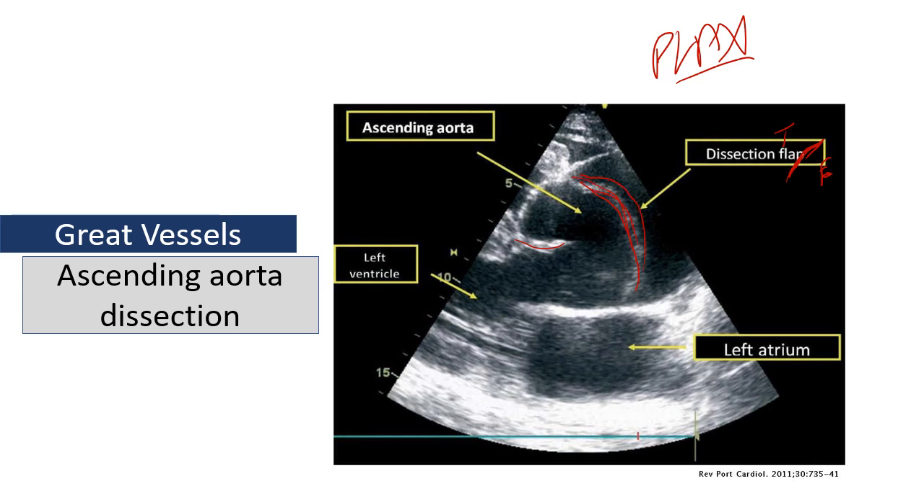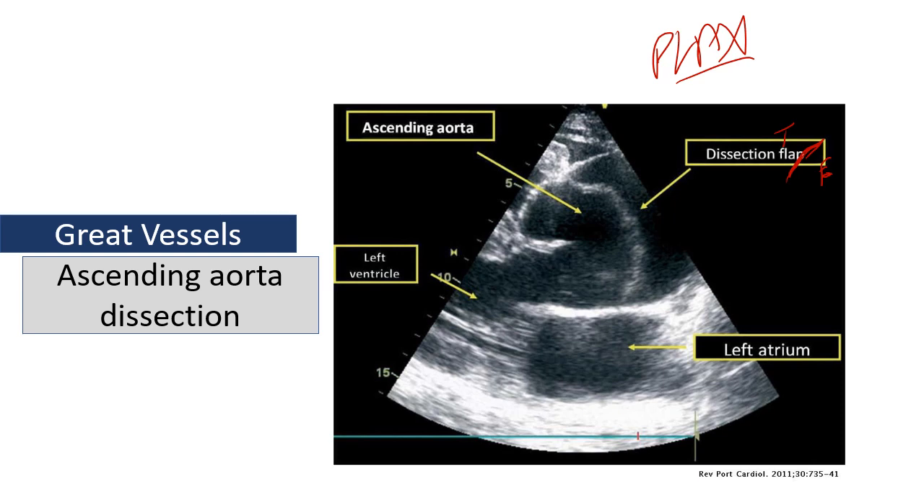You can see the dissection flap in any direction, because this is a 2D view of the heart. So here the dissection flap is seen in this direction, and in other views you can see the dissection flap like this. It is important to identify the dissection flap in order to order a CT aortography for the patient to prevent the lethal complications of the aortic dissection.